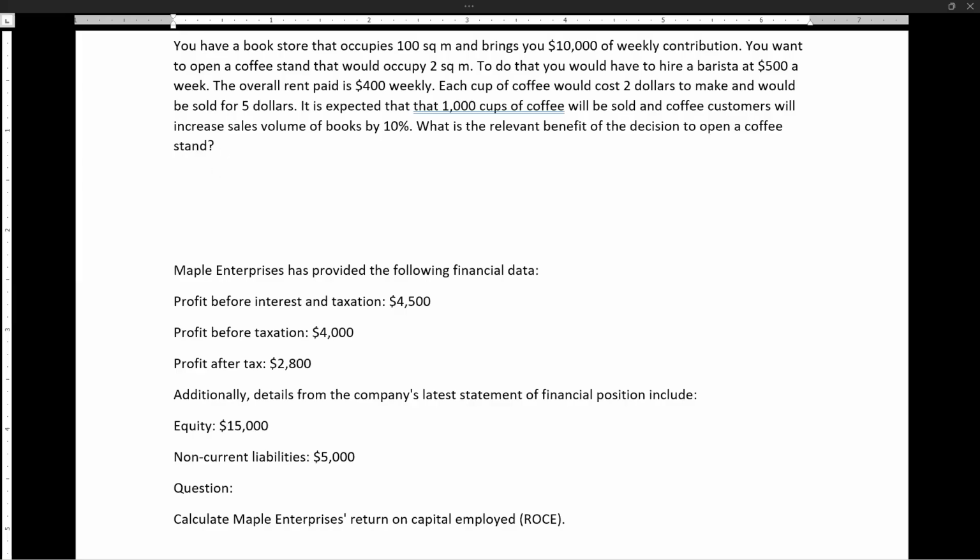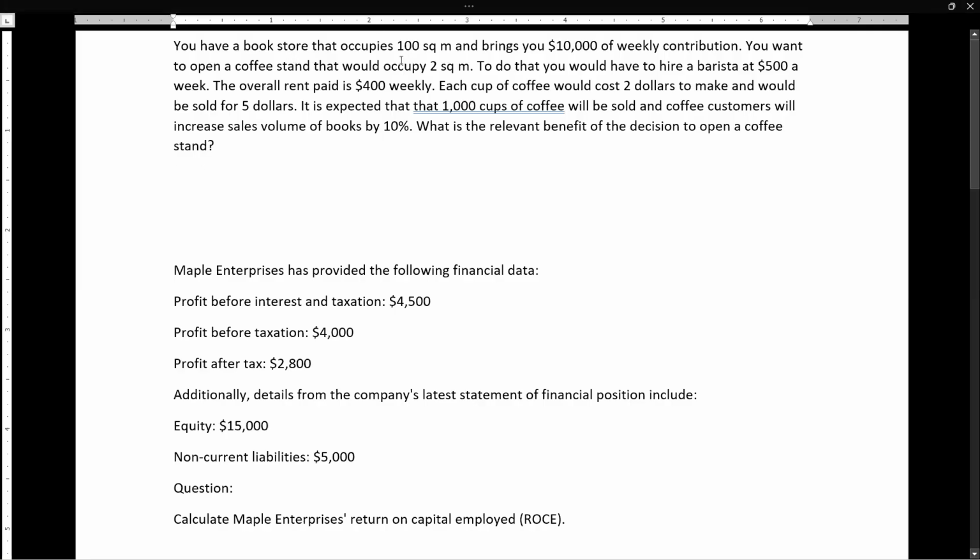Now let's practice our project appraisal skills. And we start with the understanding of relevant cash benefits and relevant costs. So, relevant means those that change because of the decision has been taken.